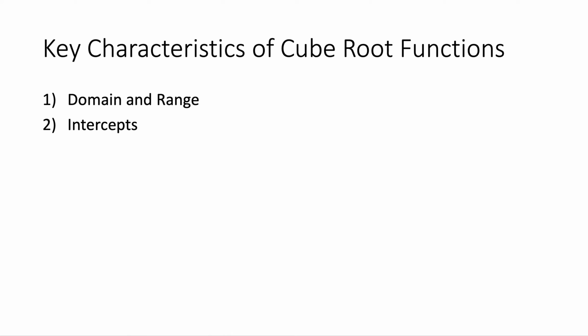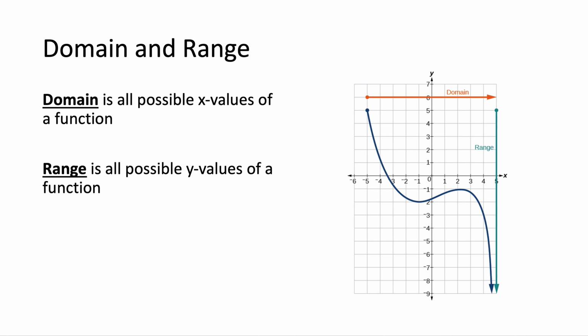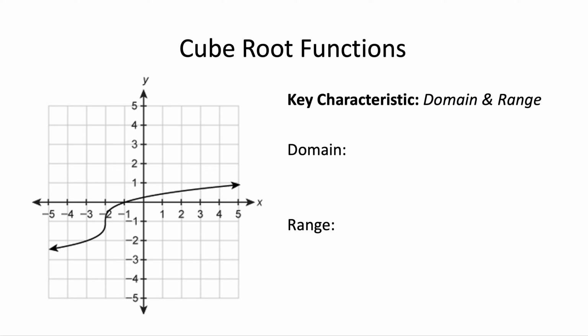So some key characteristics we'll describe when we're talking about cube root functions are the domain and range and the intercepts of the function. So remember, the domain is all possible x values of a function. The range is all possible y values of a function. There are no restrictions on the cube root. A cube root always exists. It doesn't matter if we have negative numbers, positive numbers, fractions, decimals, anything will work.